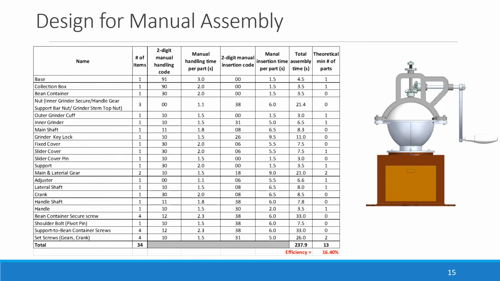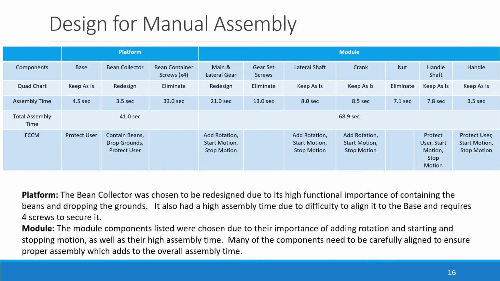The results show that the total manual assembly time is 237.9 seconds, resulting in an assembly efficiency of 16.4%. For our platform component, the bean collector was chosen to be redesigned. Per our quad chart, it has high functional importance and high manufacturing costs, calling for a redesign. In addition, it also has high assembly time due to being difficult to align to the base and being secured with 4 screws. The module components were chosen due to their long assembly time.